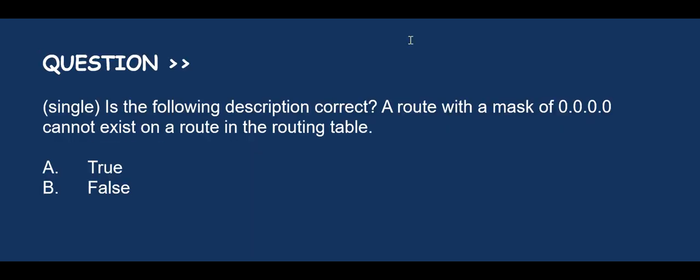The next question is, is the following description correct? A route with a mask cannot exist in the routing table. The options are: option A, true. Option B, false. The correct answer is option B.